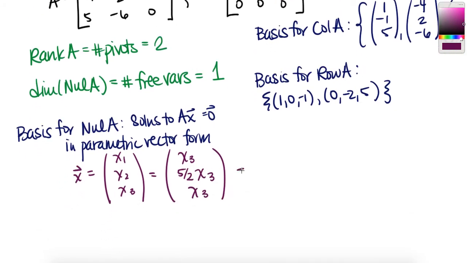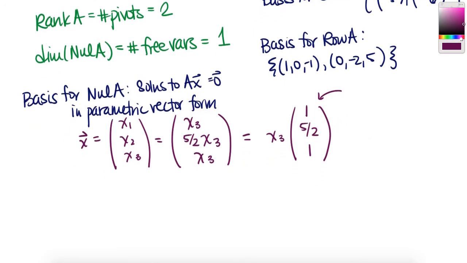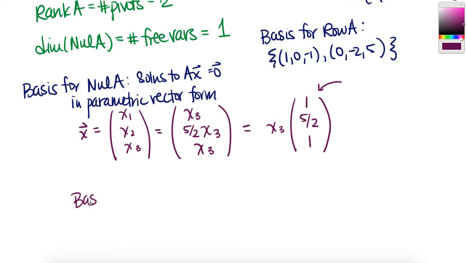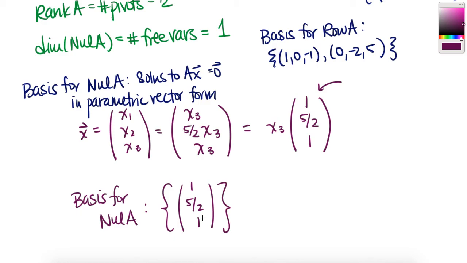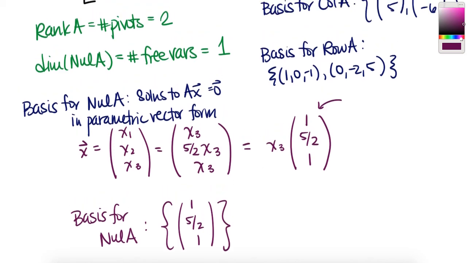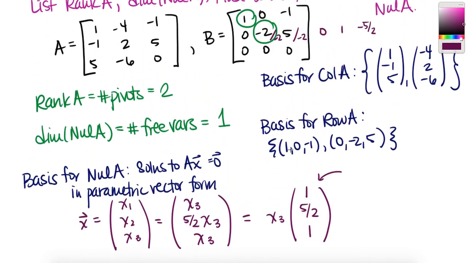Okay, and when we write that in parametric vector form, you're taking out that free variable. That leaves 1 here, 5/2 here, and 1 here, and this vector is the basis that we want. So a basis for the null space of A is this vector 1, 5/2, 1. And there we have it. Okay, that's all.